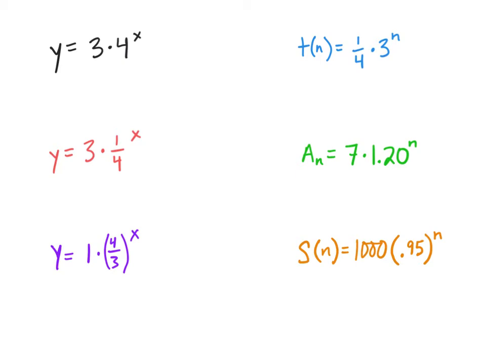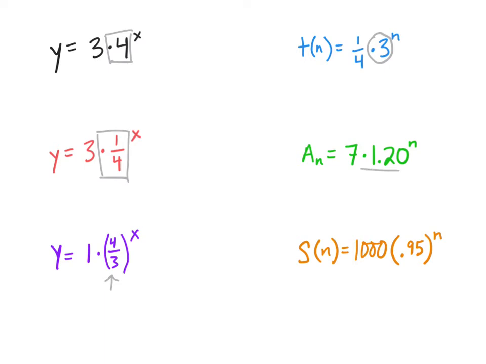So in this first problem, we don't care about the 3. The pattern is times 4. In the red problem, we don't care about the 3. We care about the times 1/4. We care about the pattern there. In the purple problem, we're just looking in the parentheses. We don't care that the 1 is the starting point. We're going to look at how it's multiplying, how it's exponentially growing or decaying. In the blue problem, we don't care about the 1/4. We're going to be looking at that multiplier right there.